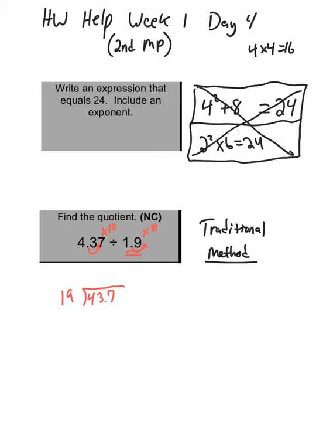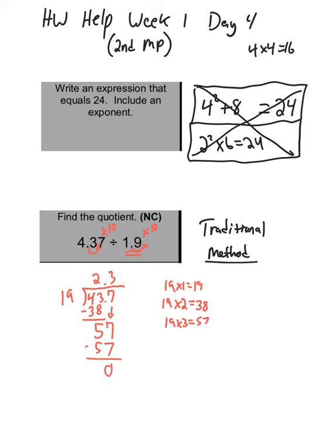43.7. Now, I know 19 times 1 is 19, and 19 times 2 is 38. So 19, let me put my decimal here, is going to go 2 times into 43, which is 38. Subtract, bring down. Now 19 times 3, if I continue, is 57. So that's going to end as being 2.3 as your answer.